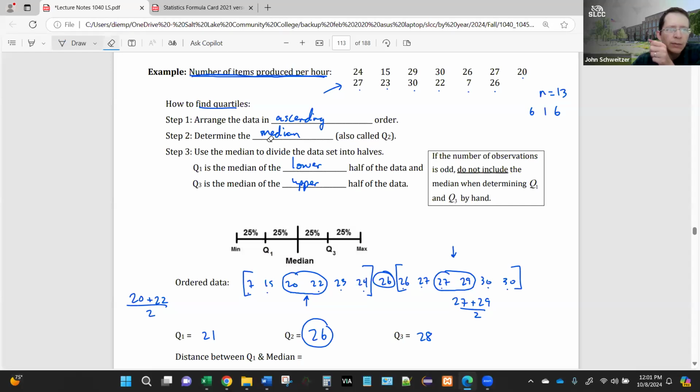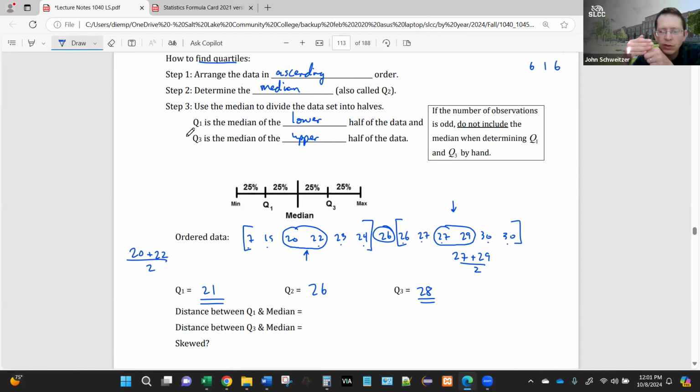Okay, but there are hours that have fewer items produced, right? So about 25% of the hours are going to have 21 or fewer items produced. And I know that about 25% will have more than 28 items produced. So it gives me an idea of the spread, it gives me an idea of the center, and we've already talked about why we care about these things, right? Spread is basically telling us consistency, okay? And definitely for a factory or for a processing plant, consistency is almost always desirable, right? So it gives us a way of quantifying those things.